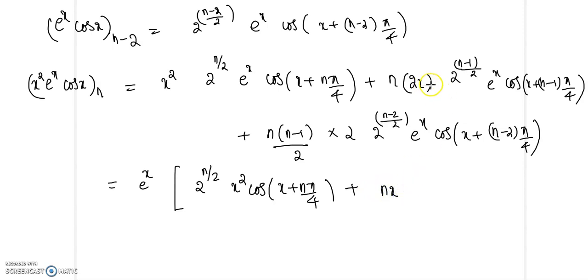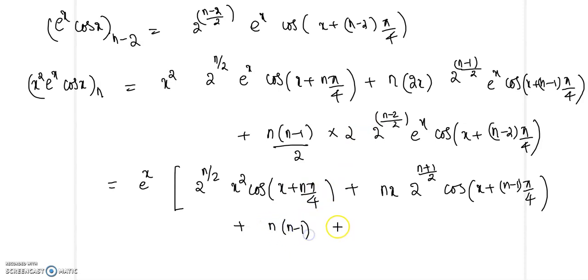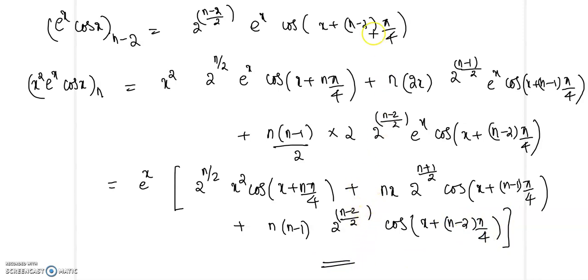nx, then this will become 2 into 2 raised to n minus 1 by 2, so you will get 2 power n plus 1 by 2 cos x plus n minus 1 pi by 4, and in the next term 2 will cancel off and e raised to x will go out, so that will be n into n minus 1, 2 raised to n minus 2 by 2 cos x plus n minus 2 pi by 4. So that is the required nth derivative.